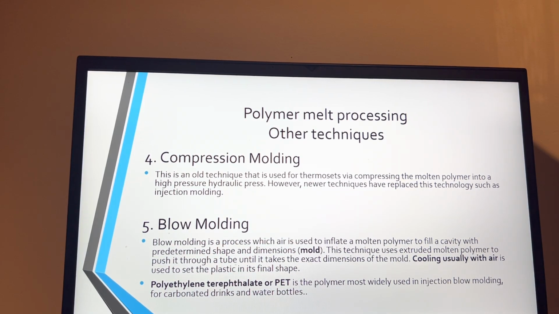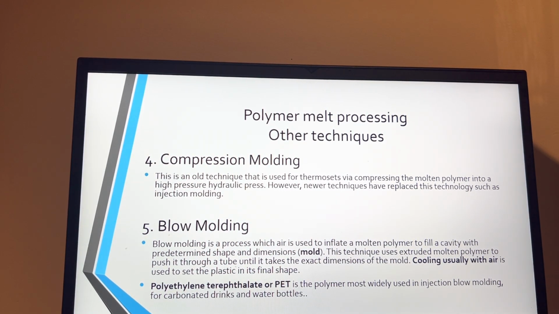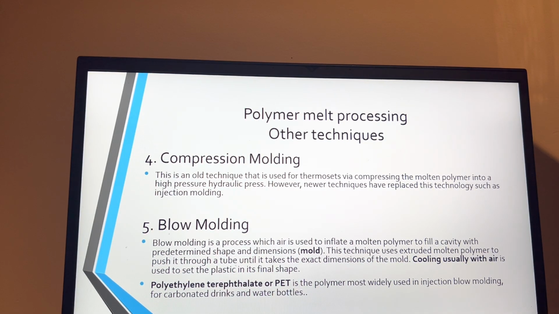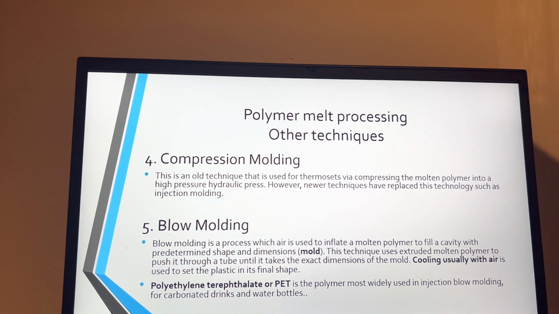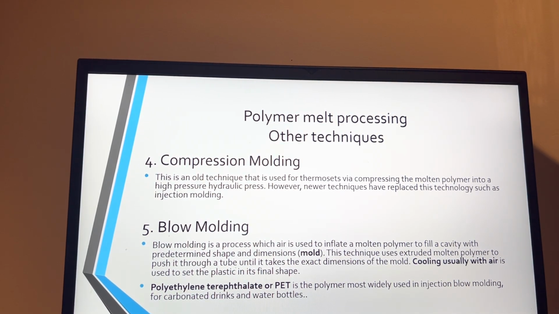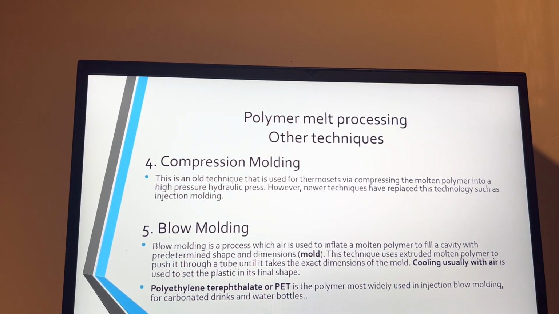Other techniques include compression molding. This is a very old technique that was used for thermosets via compression of molten polymer in a high pressure hydraulic press. However, there are newer techniques that have replaced this technology, such as injection molding.